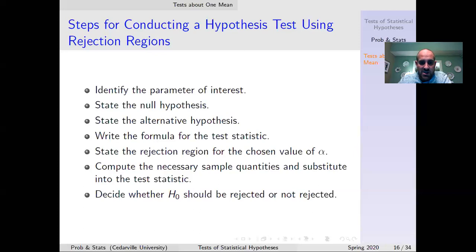So decide whether the null should be rejected or not. And the way you make that decision is based on whether the test statistic falls in the rejection region. So that's the general rubric that you go through when you do this.